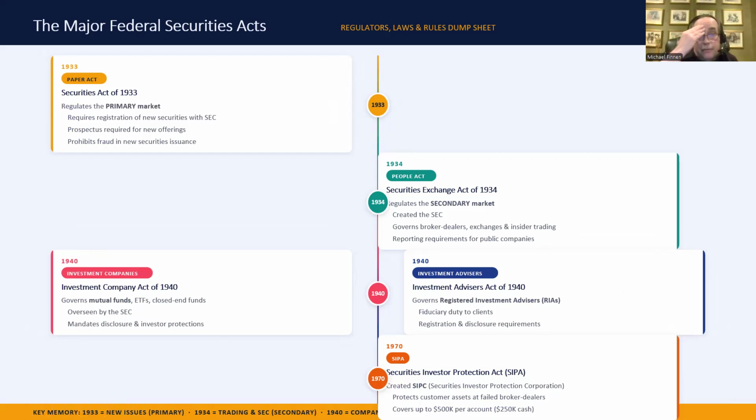Now, the difference between investment advisors and BDs is that investment advisors give advice and get paid a fee to give the advice. Broker dealers execute orders and get commissions.